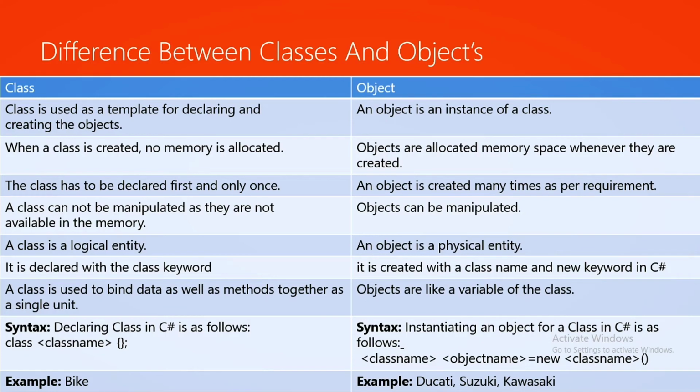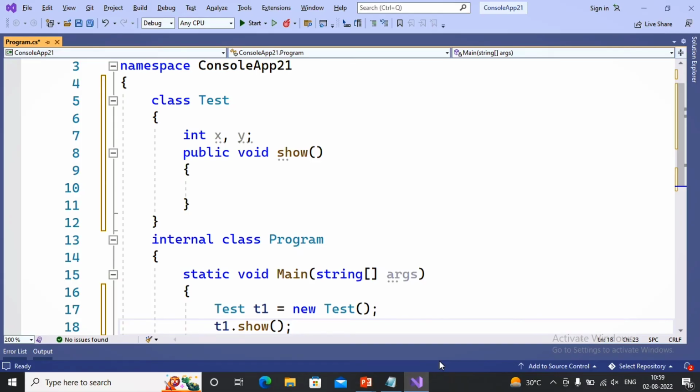A class is used to bind data as well as methods together as a single unit, whereas objects are like a variable of a class. You already know the syntax of the class. How do we create a class? The keyword class followed by the class name and the definition of the class. How do we create an object of the class? We saw it just now as well: class name, object name equal to new class name.